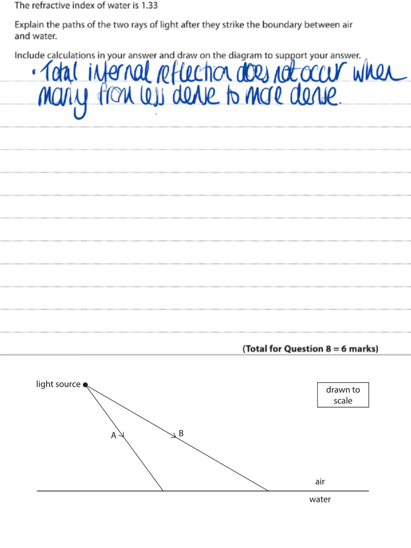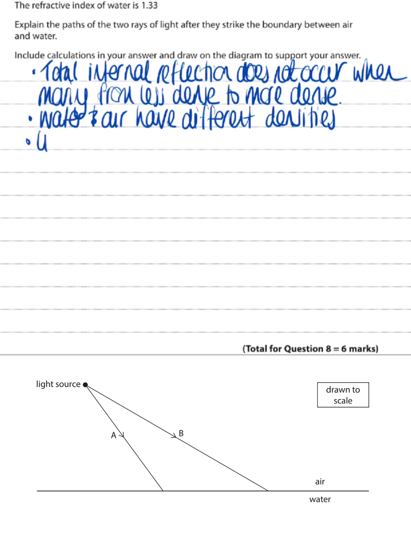So if total internal reflection isn't taking place, it means that we are going to get refraction happening. And the reason that refraction is happening is that we have a different density of material. So the water and air have different densities. And the fact that the water is more dense than the air means that the light is going to travel slower in the water than it will in the air.